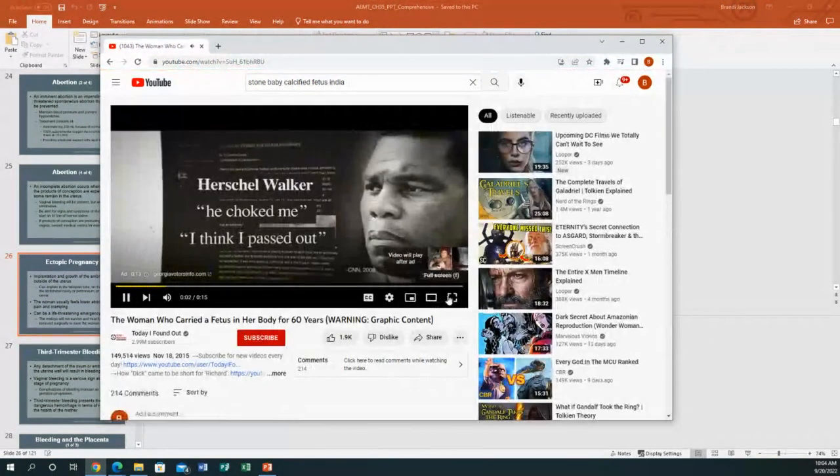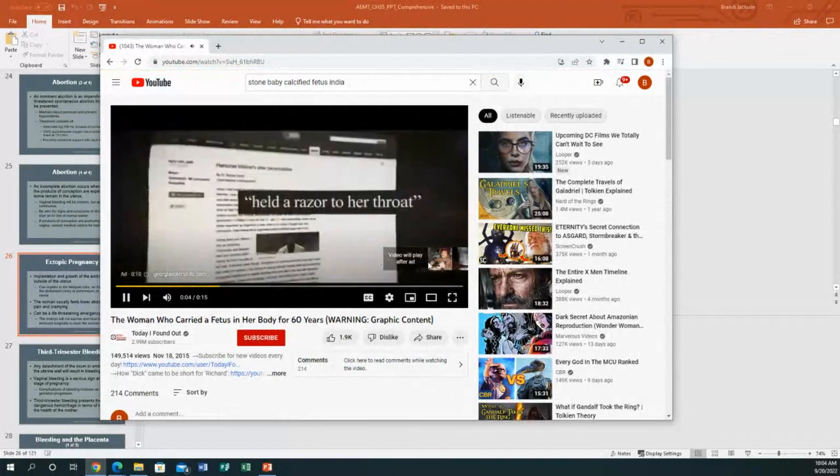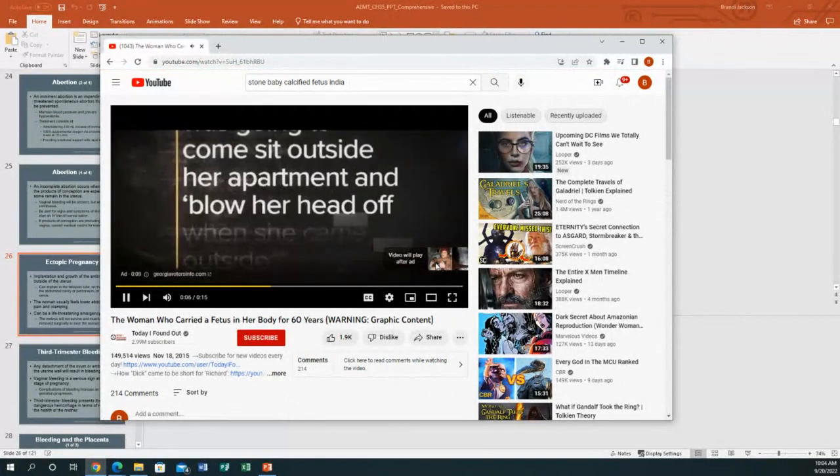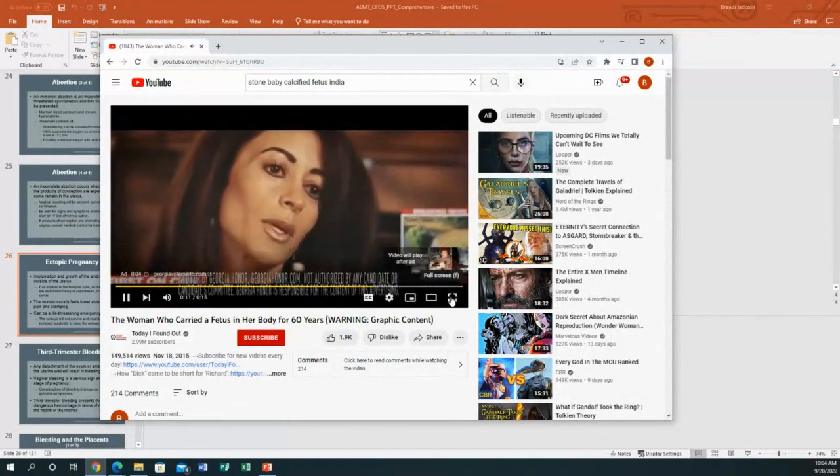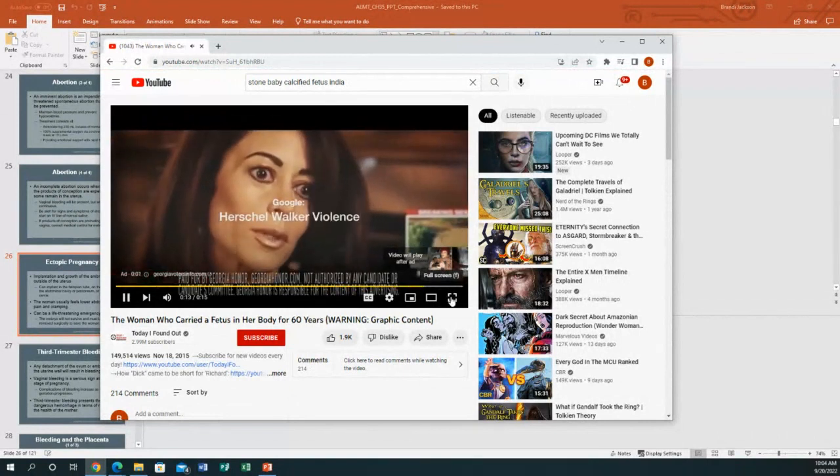Herschel Walker's accused of choking his wife until she passed out. He held a razor to her throat and repeatedly threatened to shoot her in the head. He held a gun to my temple and said he was going to blow my brains out.